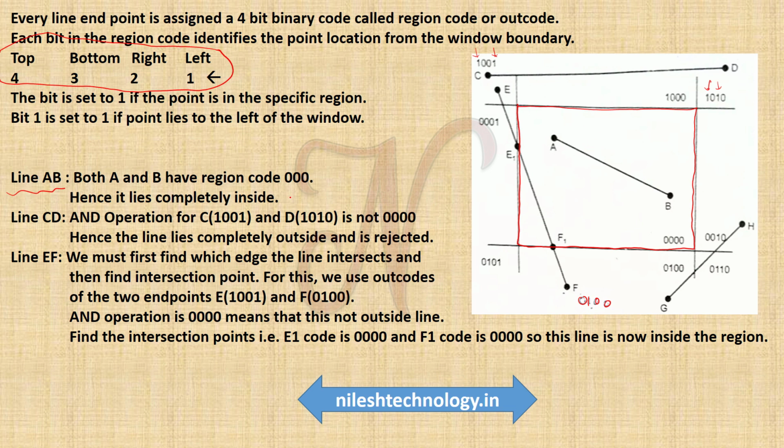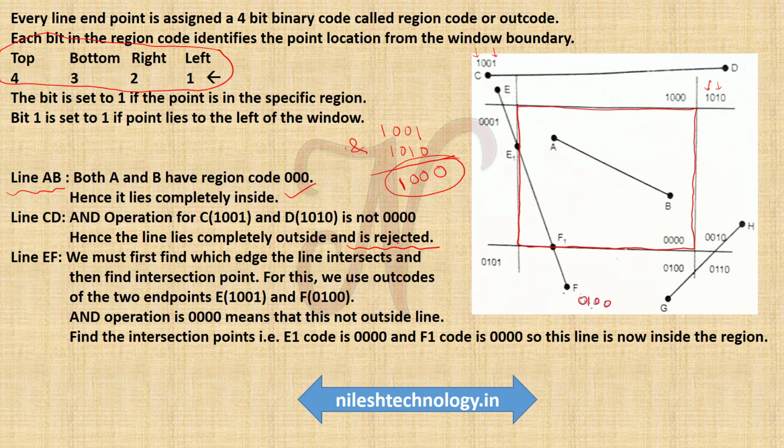This means it is an accepted line. Then next consider the CD line. Point C is 1, 0, 0, 1 and point D is 1, 0, 1, 0. We perform the AND operation: 1 and 1 is 1, 0 and 0 is 0, 0 and 1 is 0, 1 and 0 is 0. The answer of AND is not 0, which means this line is outside the region. So it is rejected by the algorithm.